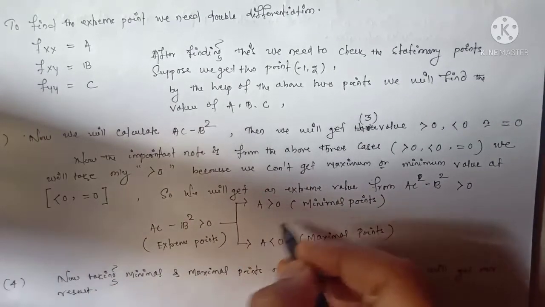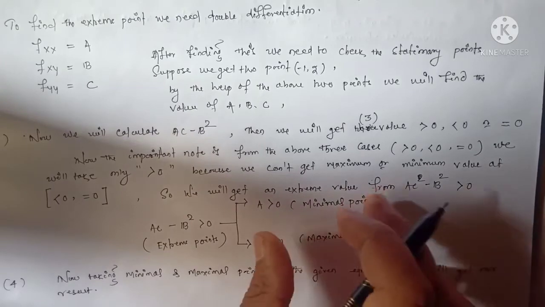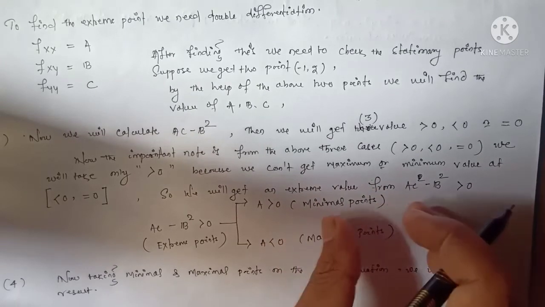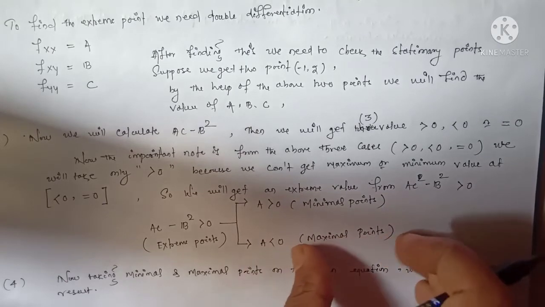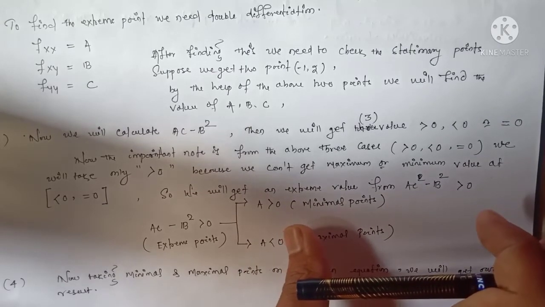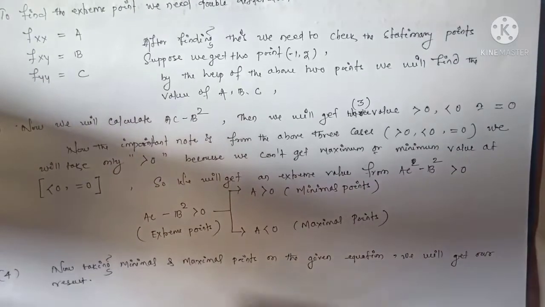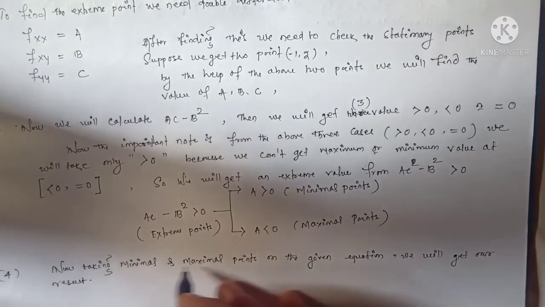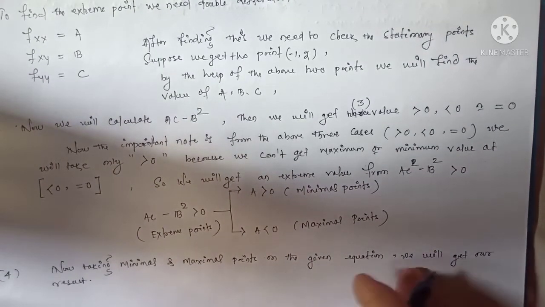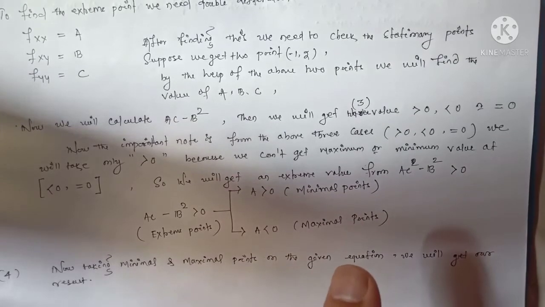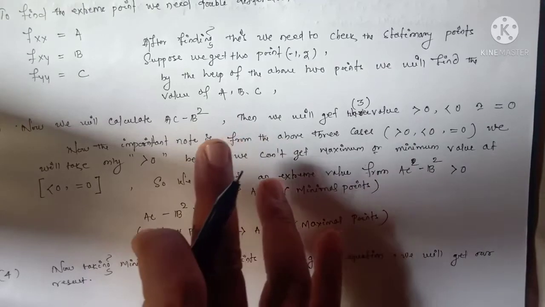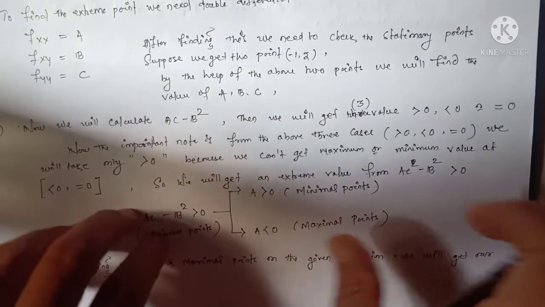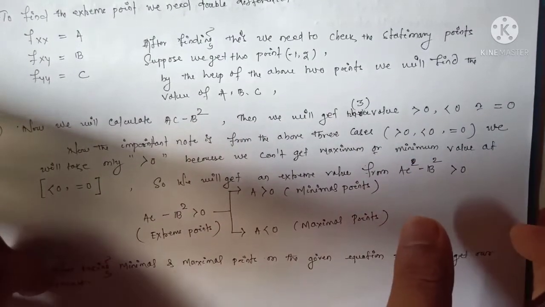If the value of a is greater than 0, then the function has a minimum. If a is less than 0, the function has a maximum. Taking the minimum and maximum points on the given function, we will get our result. So these are the working rules. I have done this, and now in the next step we will move towards the question.